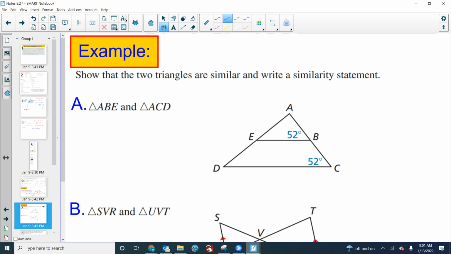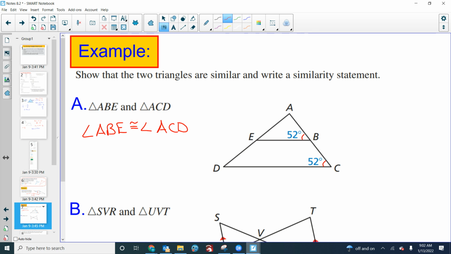Triangle ABE, and ACD. Show that the two triangles are similar. Do you see how ABE is tucked into ACD? Here's what you should look for. Whenever you see that overlapping, okay, I see angle ABE congruent to angle ACD. That was given to us.